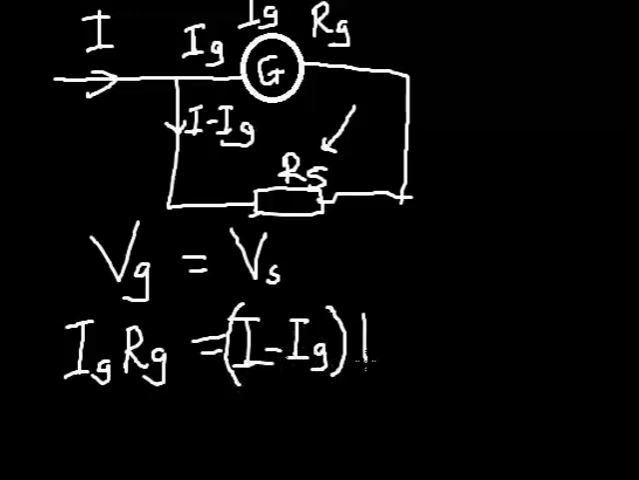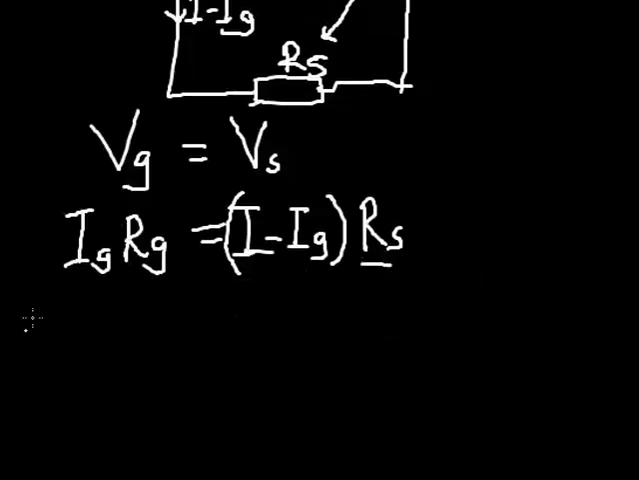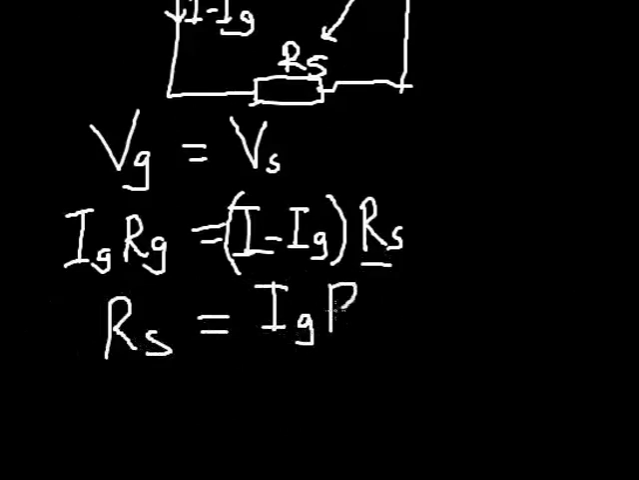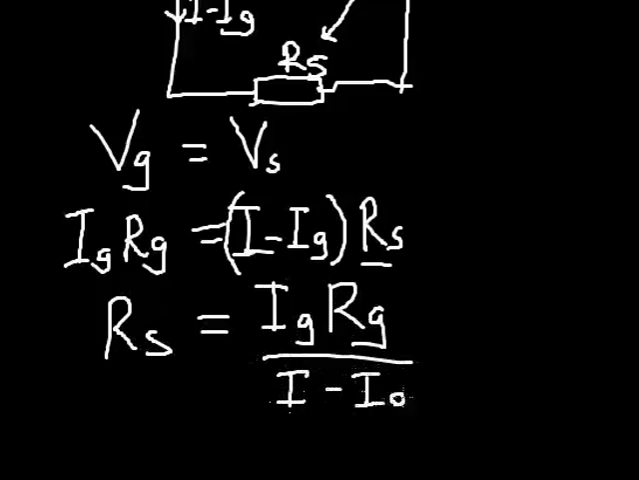All right, then multiply by Rx. So for me to now look at what I'm looking for, this Rs, the shunt resistor that is needed to convert a microammeter to an ammeter is given as Ig Rg divided by I minus Ig. So please take note of this.